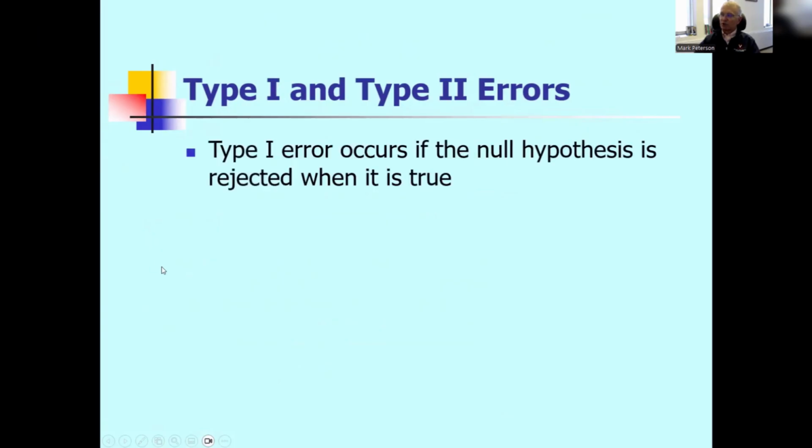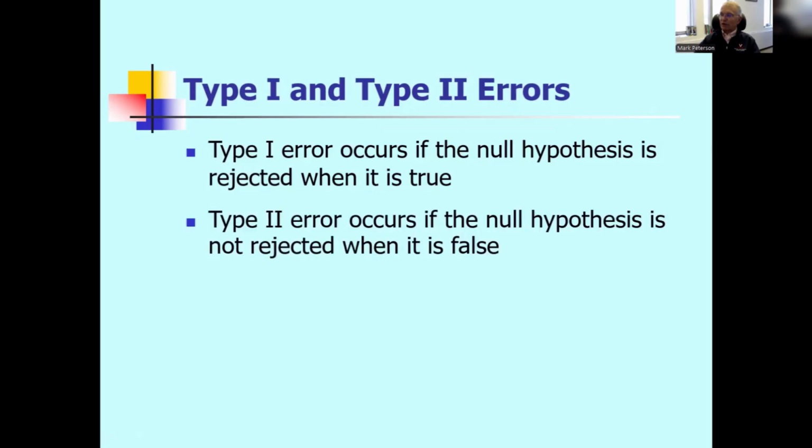Okay, type 1 and type 2 errors. Type 1 error occurs if the null hypothesis is rejected when it's true. So in other words, you see false positives, so there's indications that you should make a change when actually you shouldn't. Okay, and that's a type 1 error. Type 2 error occurs if the null hypothesis is not rejected when it is false. So in other words, you stay put when you should have changed. Okay, that's a type 2 error.